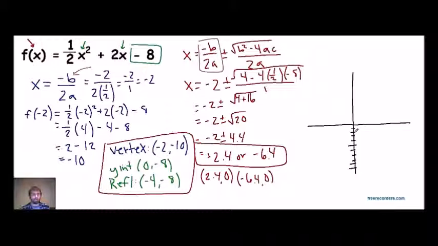Okay, so now we're going to go down to at least negative 10 there, and we're going to go over at least negative 4. So we're going to have 1, 2, 3, 4, 5, 6, 7. Okay. So, super rough graph. Sorry, my penmanship on this is not the best.